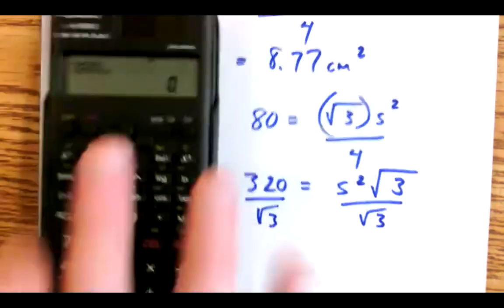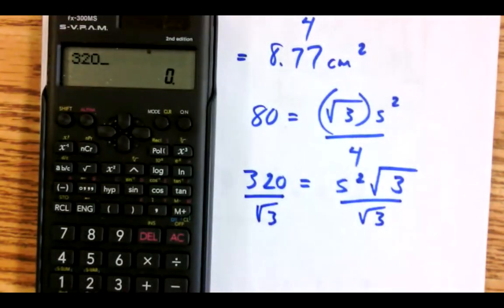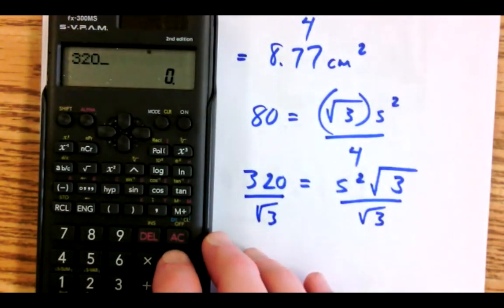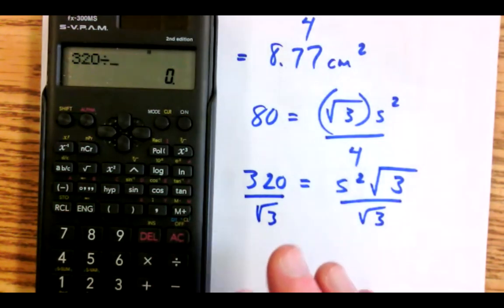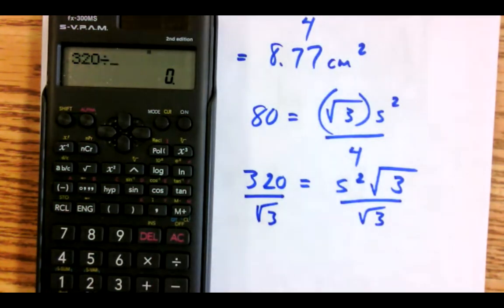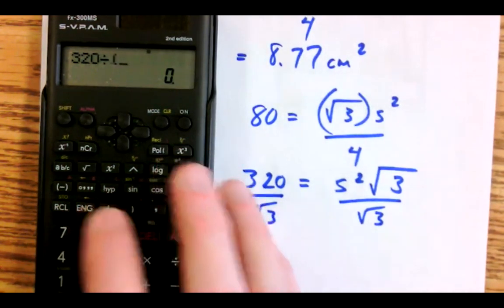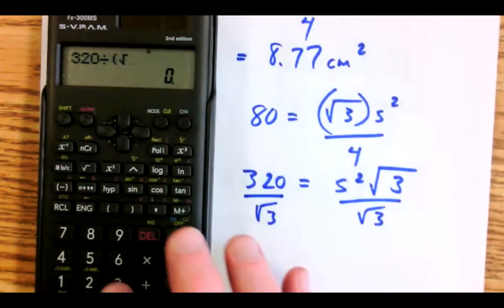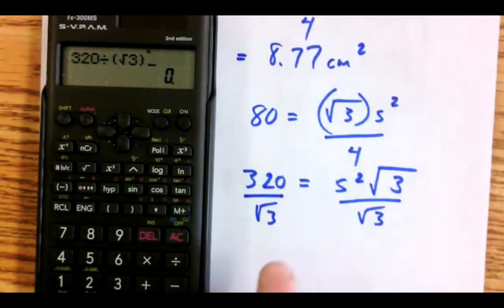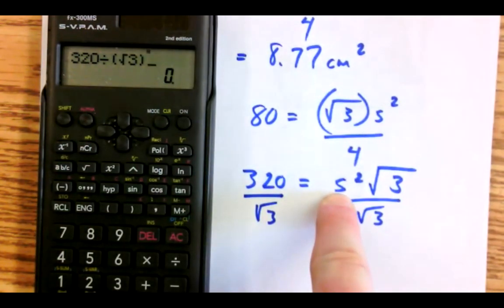So 320. Here's another example of you got to be careful with your calculator. I'm not going to say divided by root 3 and leave it like that, because sometimes with root signs, like I said, the calculator kind of wants to add stuff. Maybe that shouldn't. So divided by, I'm going to put the root 3 in brackets just to be safe. Is that an F or a 5?